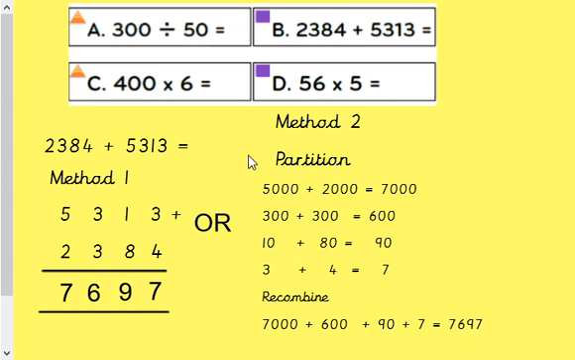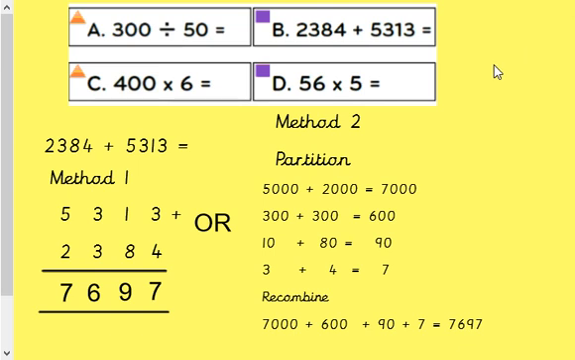Okay, and if we partitioned the numbers there, we have 5,000 plus 2,000. If we're adding up the thousands, would be 7,000. 300 plus 300 would be 600. 10 plus 80 would be 90. And 3 plus 4 would be 7. And if we recombine, you can see that we have the same answer as the column addition over here.